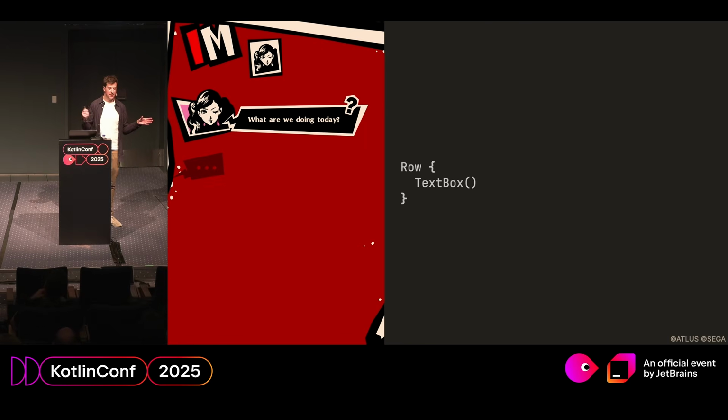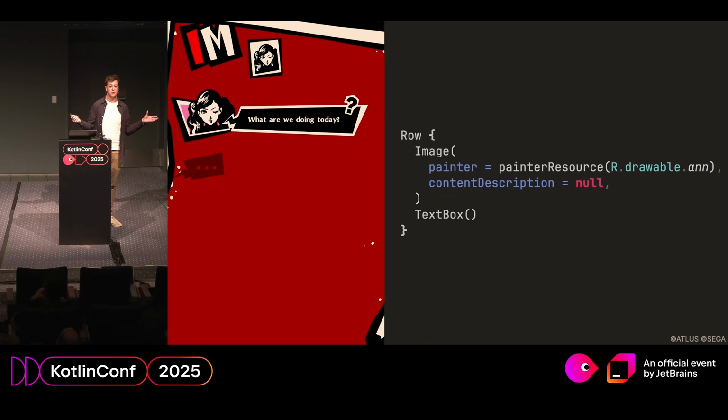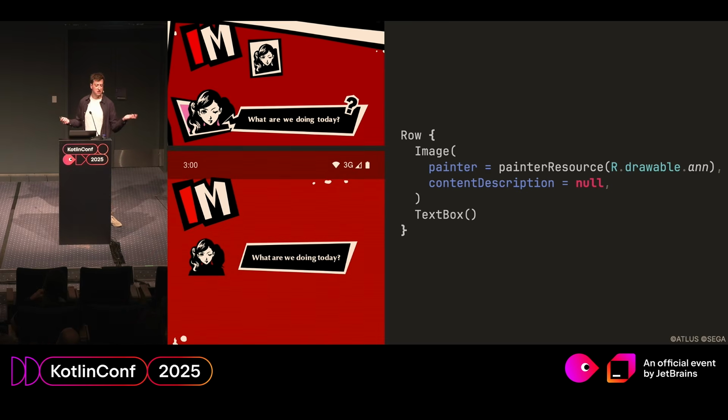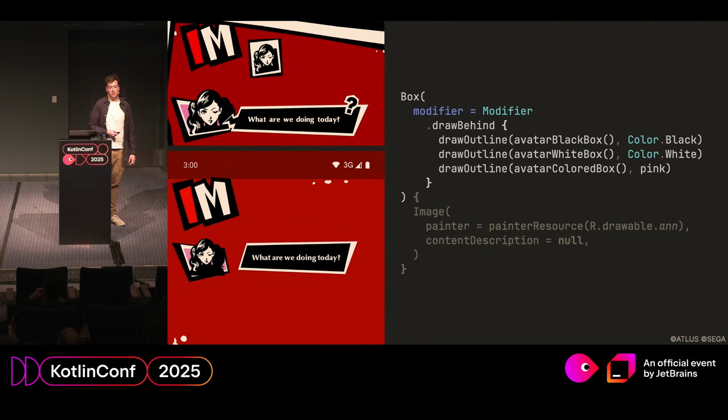We've got our avatar and our text box. I'm probably going to want to put both of them inside of a row like this, and we'll push that to an emulator. What does it look like? Not bad. The image I'm going to place inside of a box, and here we'll do exactly what we're doing for the text box again, where we're saying draw behind, here are all of my different shapes. Great.